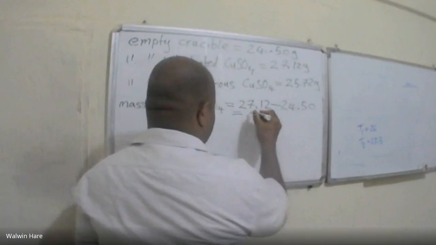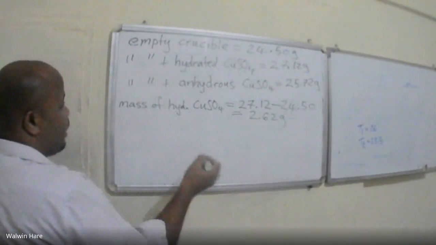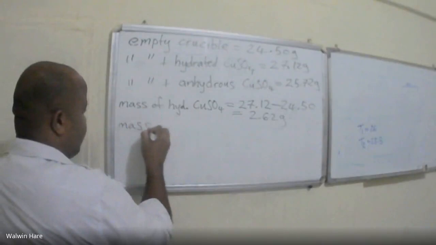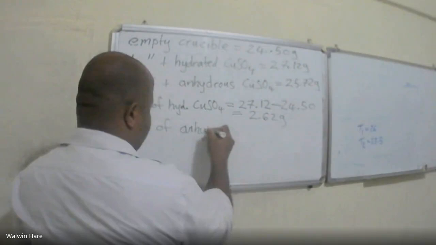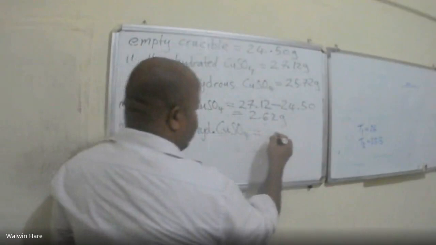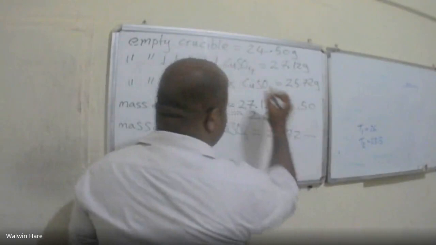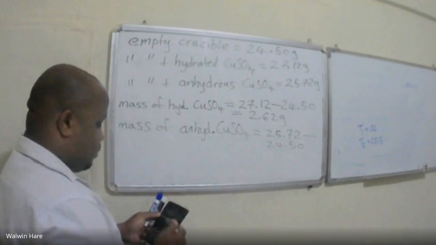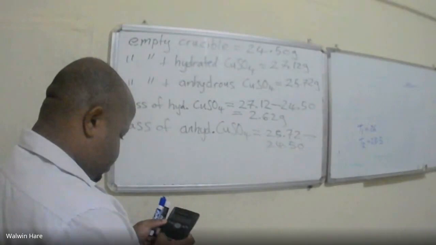That's 2.62 grams. And then we're going to do the same thing for the anhydrous copper sulfate. So it is anhydrous copper sulfate plus the empty crucible, that is 25.72 minus 24.50. That is 1.22.